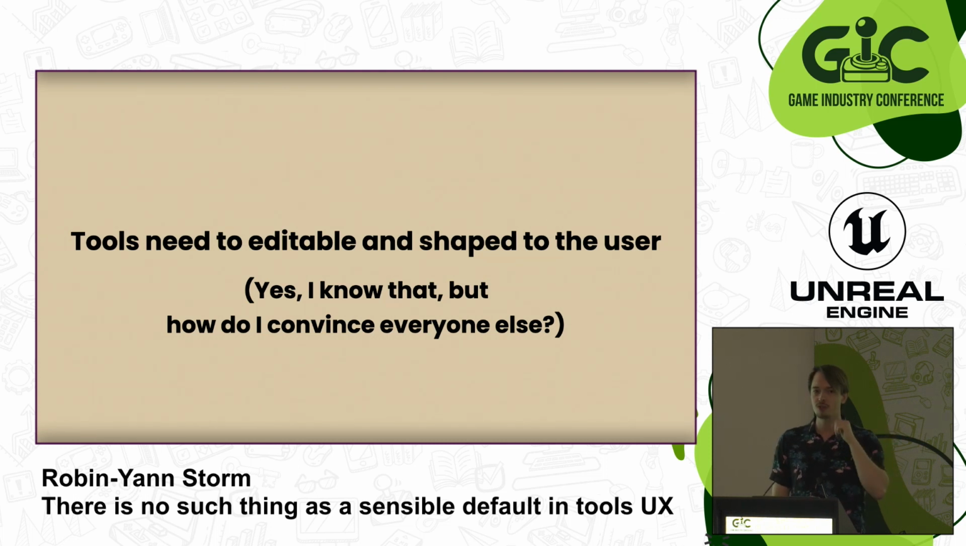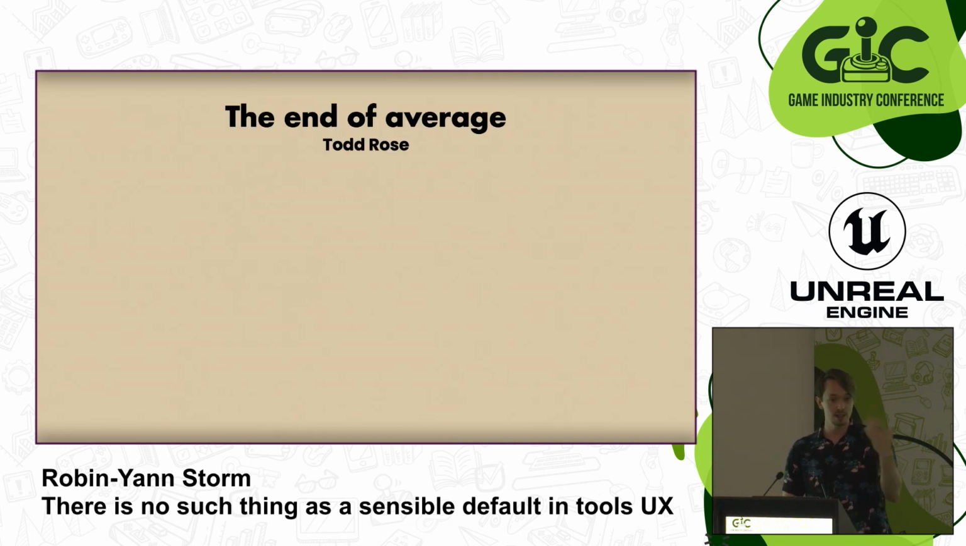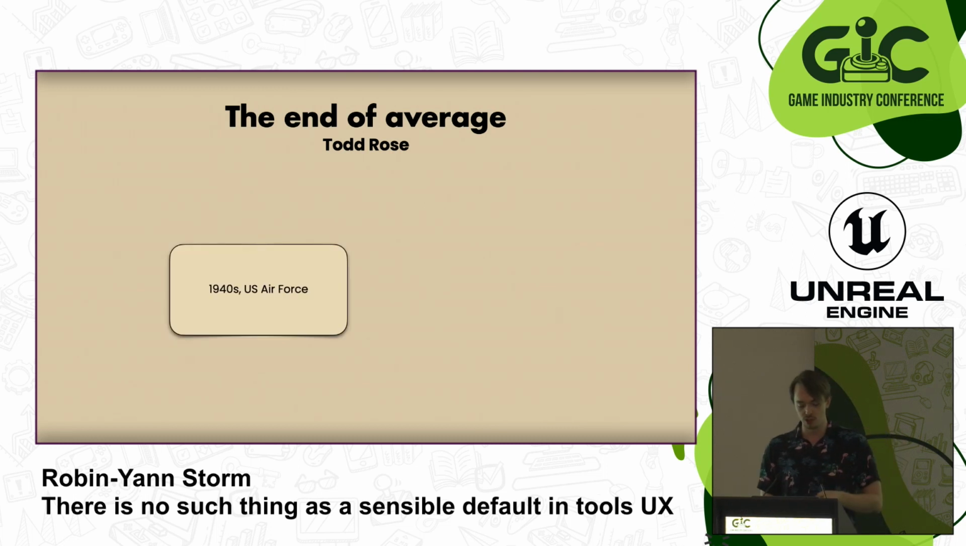And to do that, we first need to talk about The End of Average. It's a book by Todd Rose, released, I think, in 2016 or 2017. I highly recommend reading it. It's very good. But there's a particular story in there that I want to talk about here, which is that in the 1940s, the US Air Force had an issue.